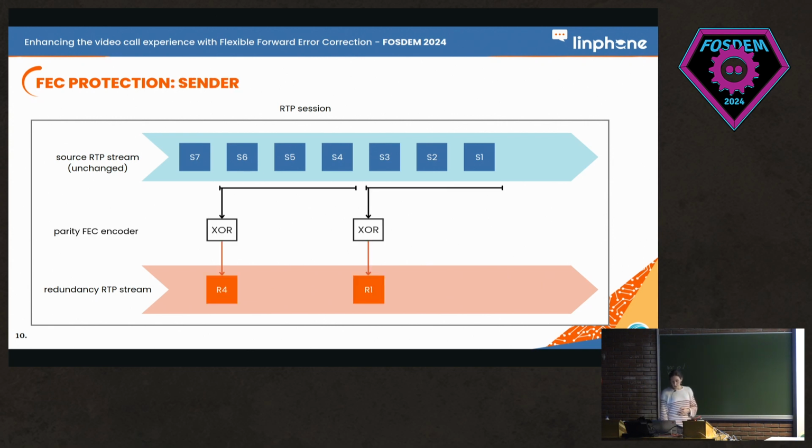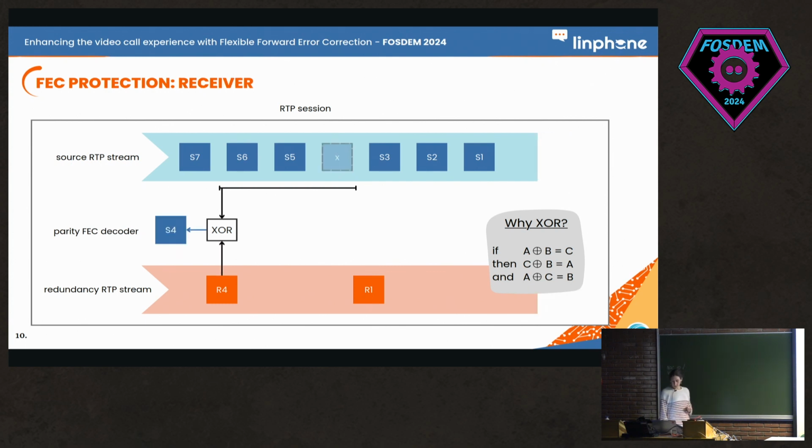The principle is simply to take a set of source packets, combine them with your XOR, with a parity FEC encoder, and generate a repair packet here. So for example, this one is called R4. We use a XOR operation because of a nice property of this operation that makes you able to recover one of the packets if you have all the others. So you can encode a packet and decode a missing packet.